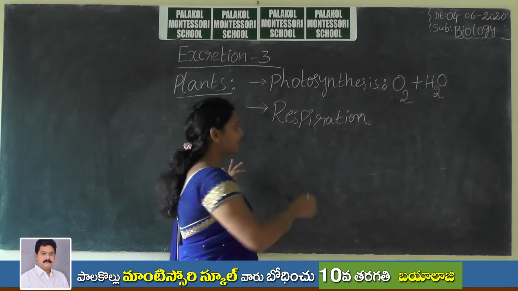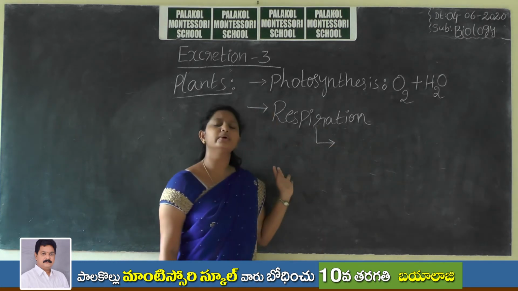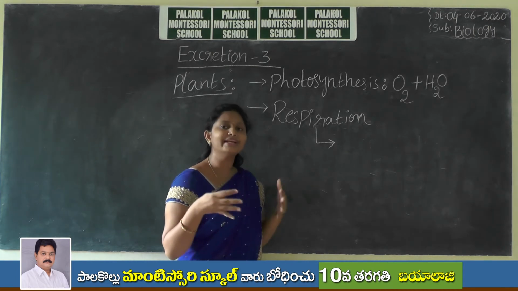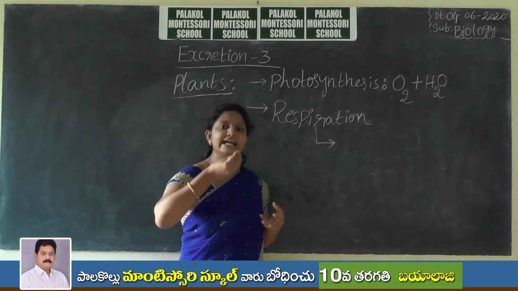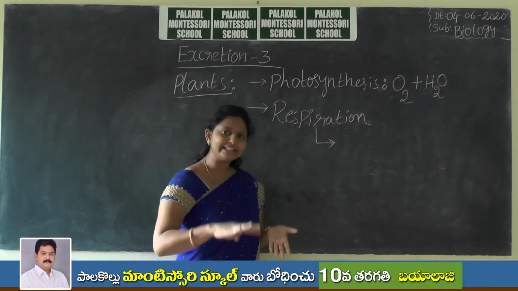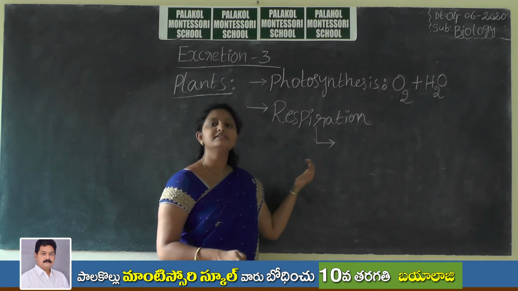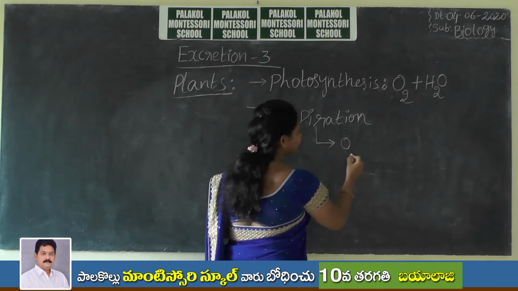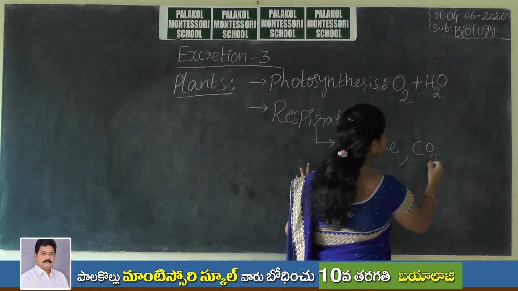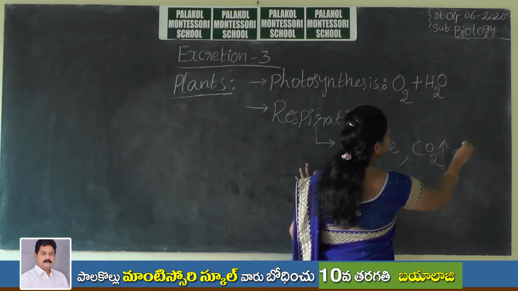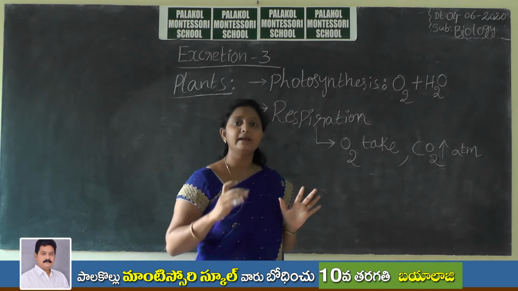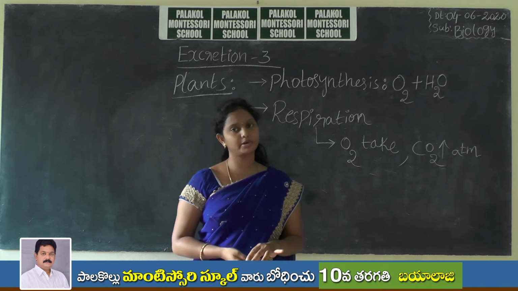Here, in case of respiration, plants are also doing respiration like the human body. Don't confuse. We do respiration by intake of oxygen and expel of CO2 into the atmosphere. Like that, plants are also the same in respiration: they can take oxygen and leave CO2 into the atmosphere. But in case of photosynthesis, they take carbon dioxide but release oxygen as the waste product.